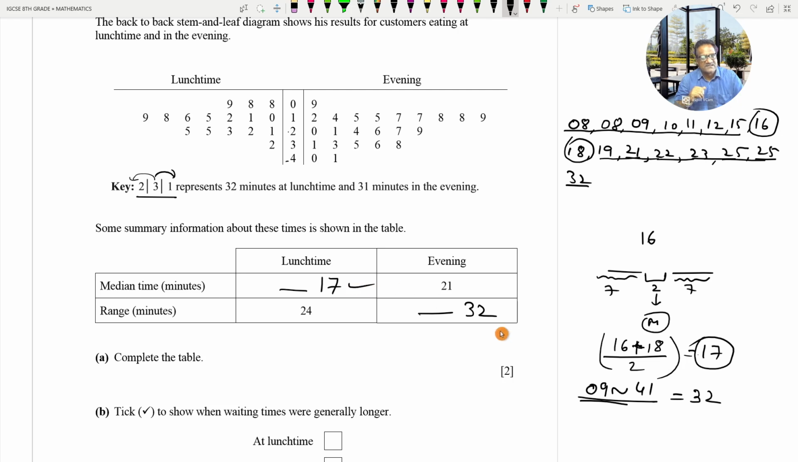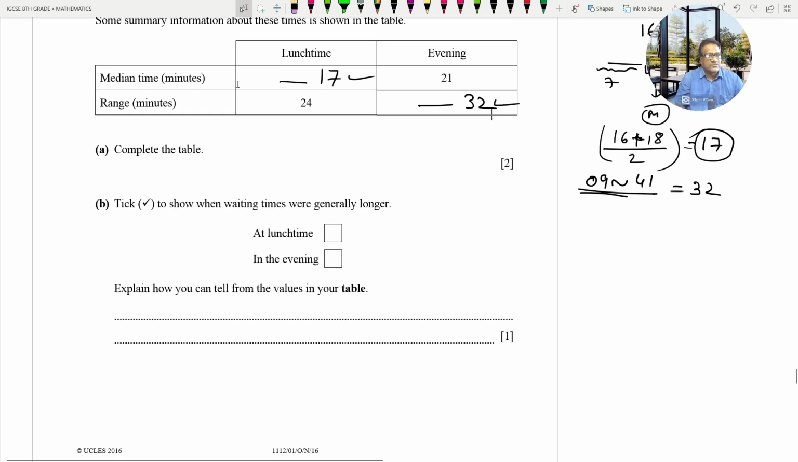So these are your answers. 17 is the median lunchtime and 32 is the range of the evening time, right? So the table is completed. Now coming to B part of this question.